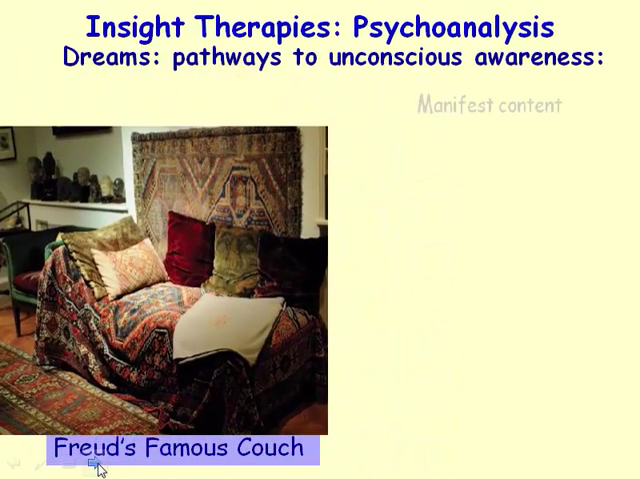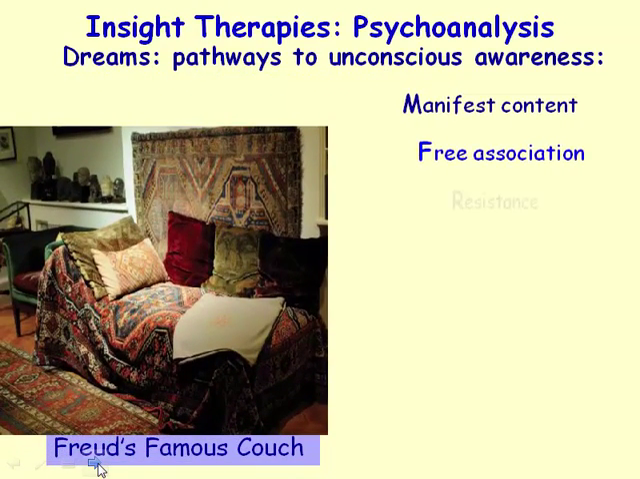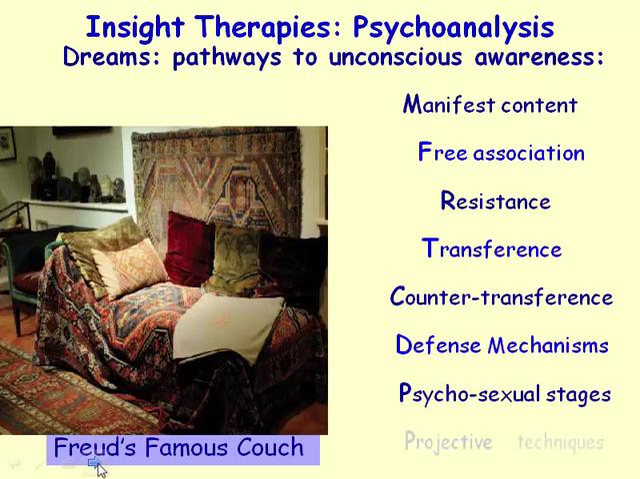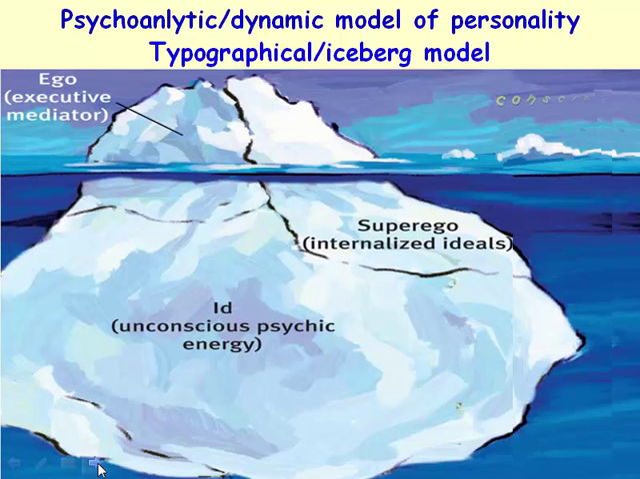Terms that he created as part of psychoanalysis include manifest content of dreams, free association, interpretation, resistance, transference, and countertransference, as well as the defense mechanisms, psychosexual stages, and projective techniques of Rorschach ink blots and thematic apperception tests that we've studied previously. Here's the iceberg model of Freud's psychodynamic theory to keep in mind when thinking about the aim of this therapy to expose the unconscious with projective techniques and dream interpretation.